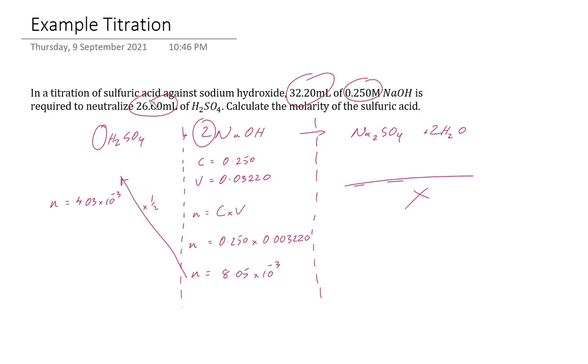And we were told the volume, so volume is equal to 0.02660. Don't forget that extra 0 there. So concentration is going to be moles divided by volume. Substitute my values, so 4.03 times 10 to the power minus 3 divided by 0.02660, and that will give me a concentration of 0.151 molar. Use the capital M to show molar, or you can actually write it as moles per litre. This one here is actually the preferred one.